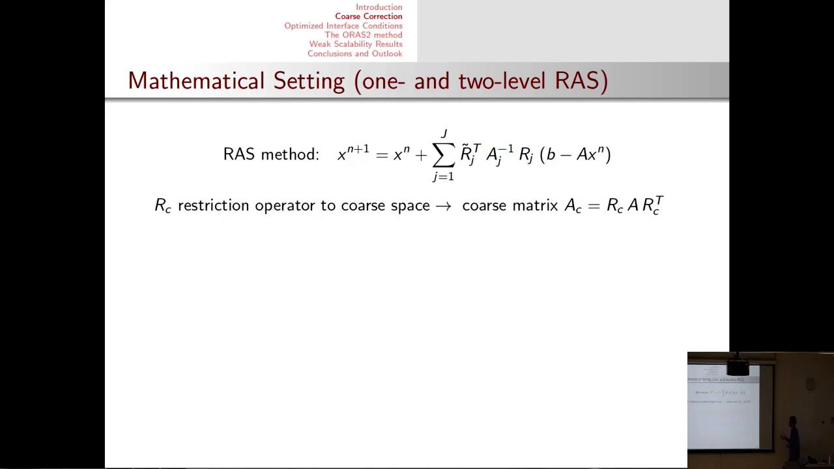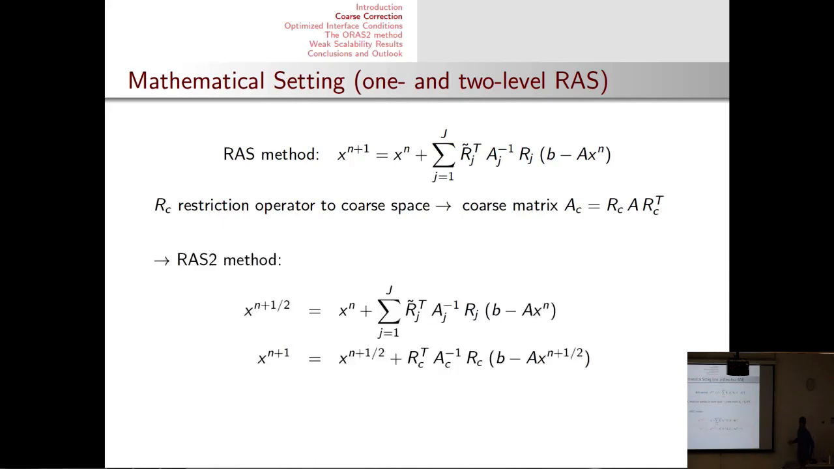So the mathematical setting here is we introduce this time a restriction operator to a coarse space, which I call RC. We obtain coarse matrices, which I call AC, and the RAS2 method, the first half is just the same as the RAS method. And then we add a coarse correction just like this. So we take the residual and do the same thing as here, but with the coarse correction.